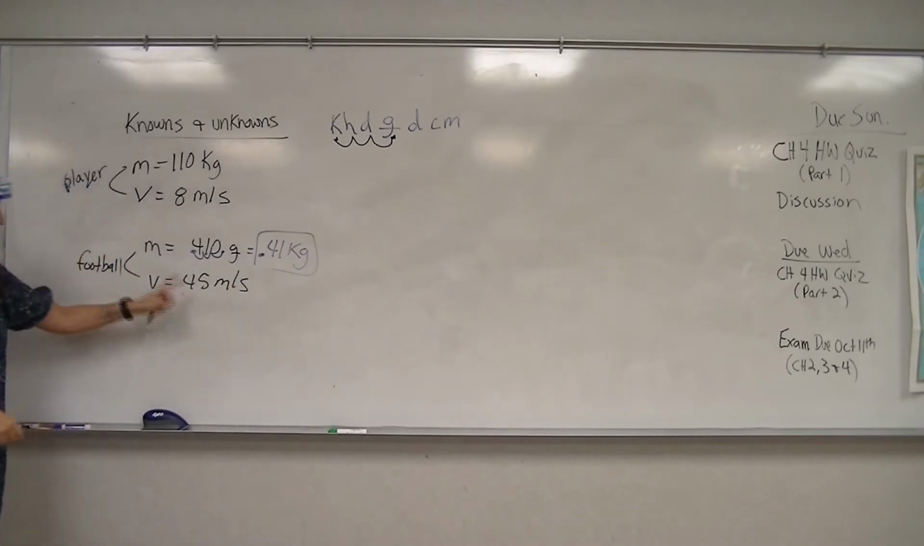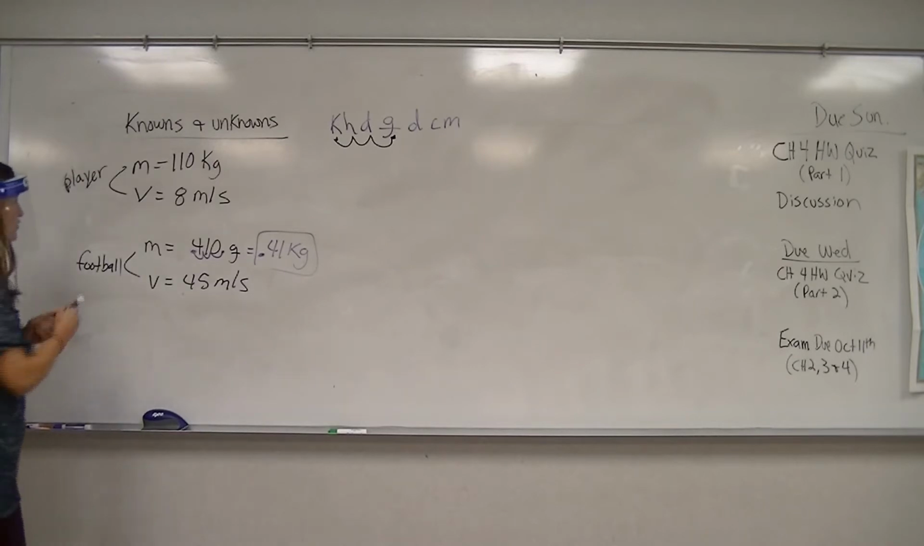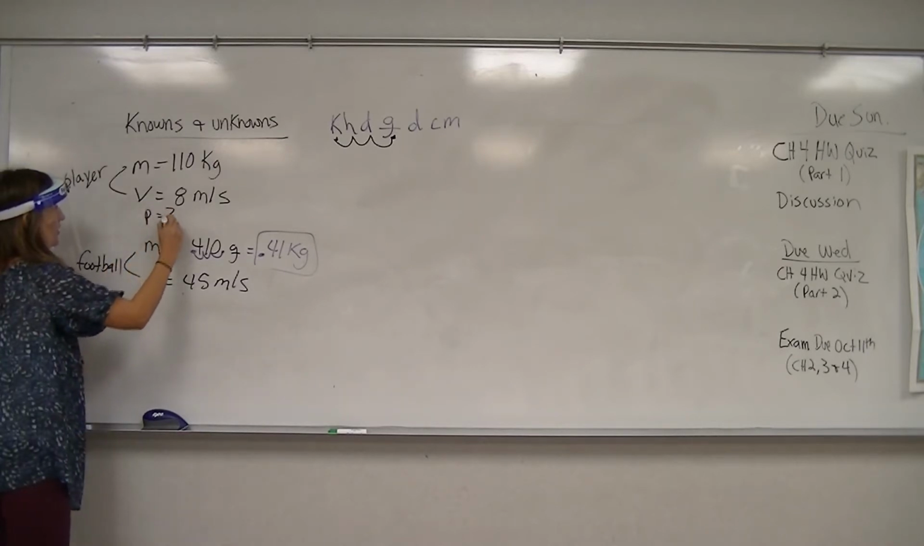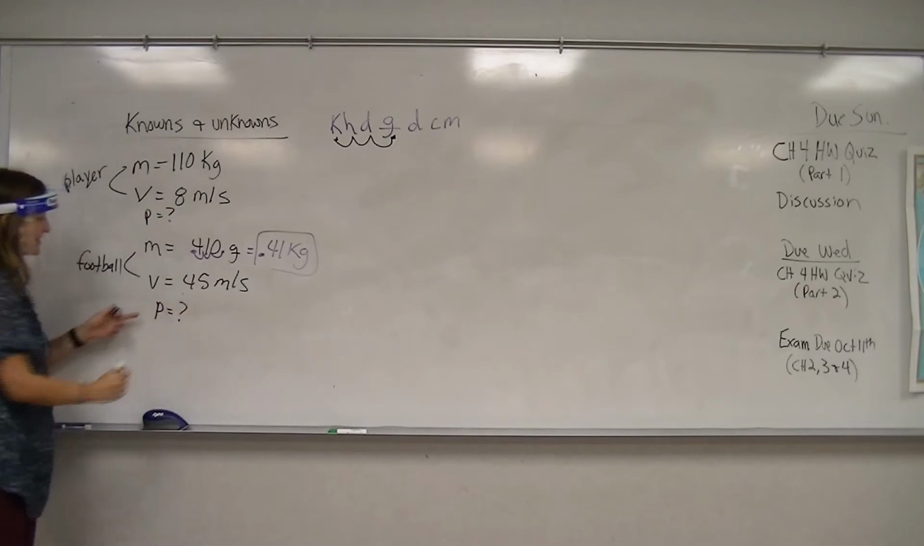Velocity, meters per second, that's good. So we have the correct units. Now it's saying calculate the momentum. That's our question mark. You gotta put that, right? Question mark. Momentum is the letter P.